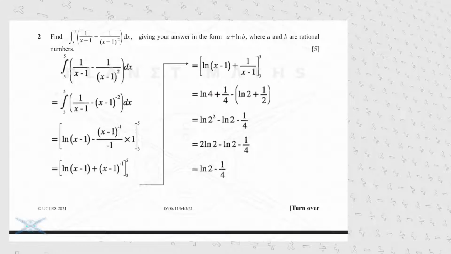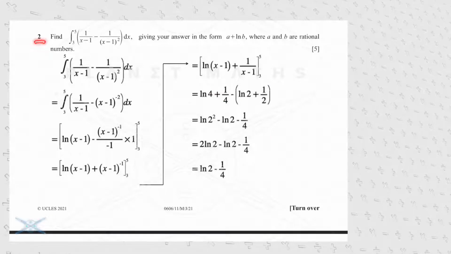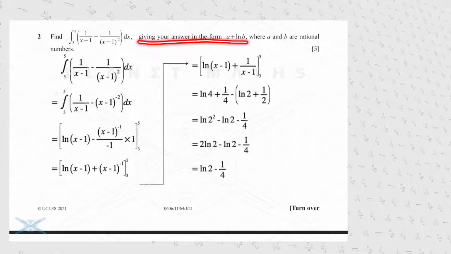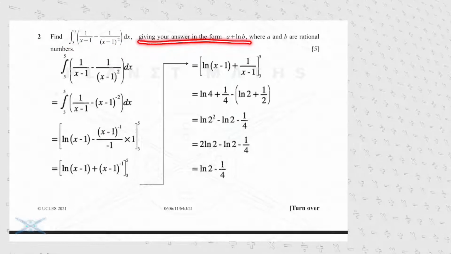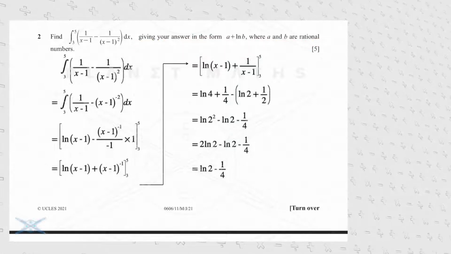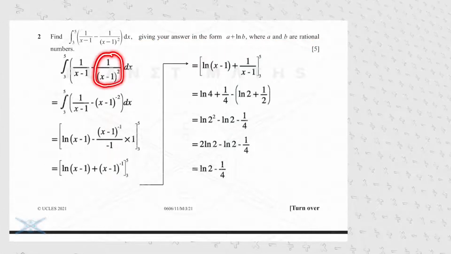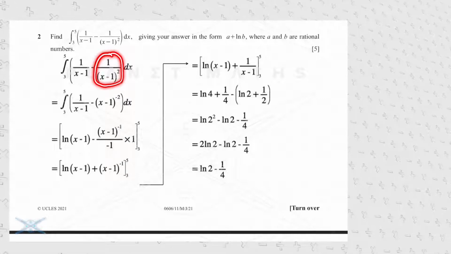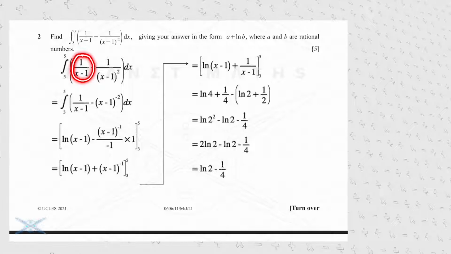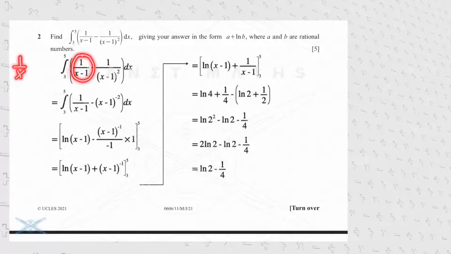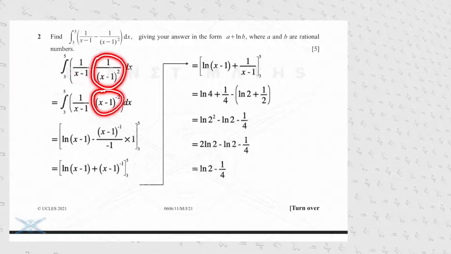In exercise 2 we are required to find the integral of this expression here, and we should provide our answer in the form a plus the natural logarithm of b, whereby a and b are rational. To do so, we will firstly rewrite the latter part of the expression inside of the brackets using the laws of exponents. The first part can remain as is, since the integration of the expression 1 over x equals ln x.